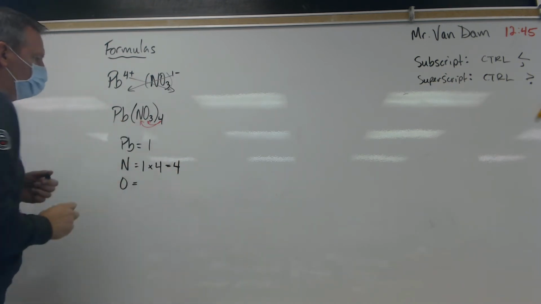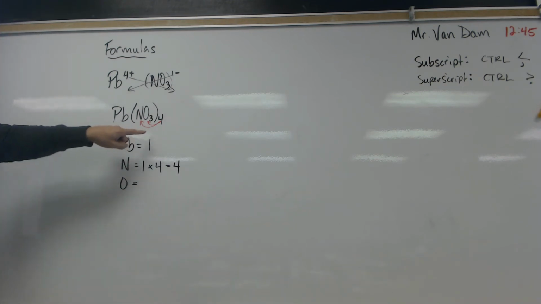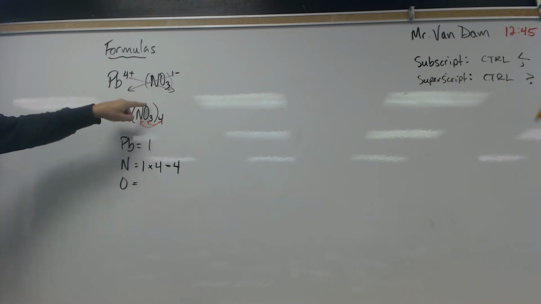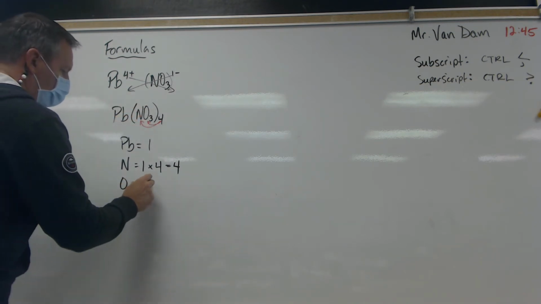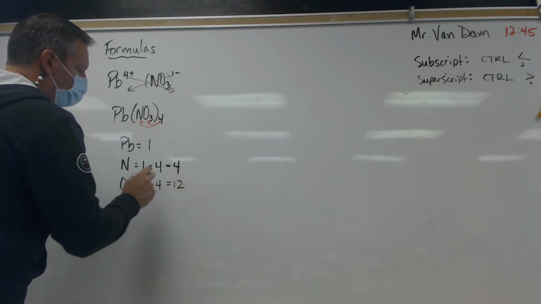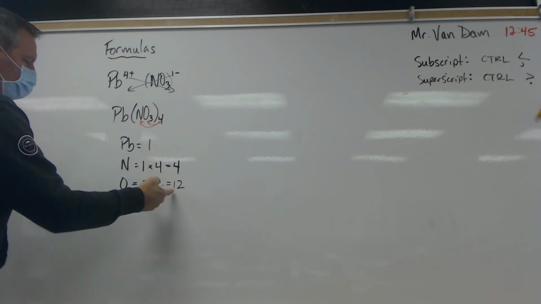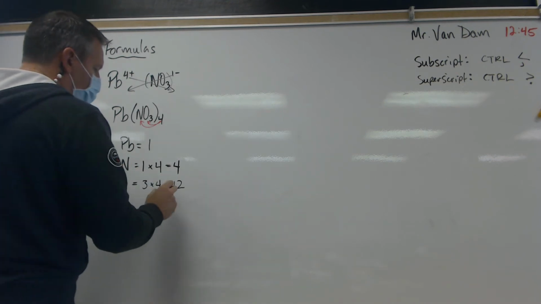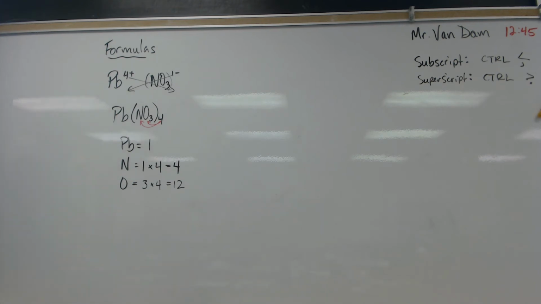And then the oxygens, what do you think, Ariel? How many oxygens do we have? I got 3 inside the brackets, and then what does the 4 do? Good. Okay, so I got 1 atom of lead, I've got 4 atoms of nitrogen, and I got 12 atoms of oxygen for a total of 17 atoms in that 1 formula. That's it, that's counting atoms, okay?